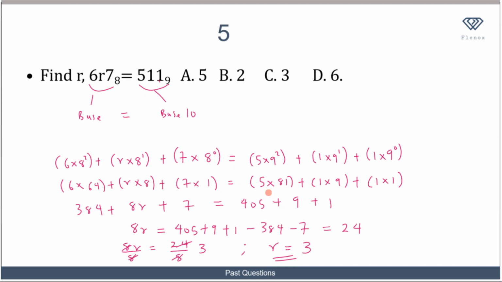So which option is that? That is C. So the answer is C, which is R equals 3.